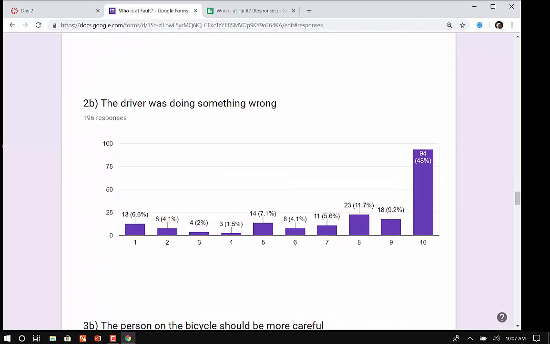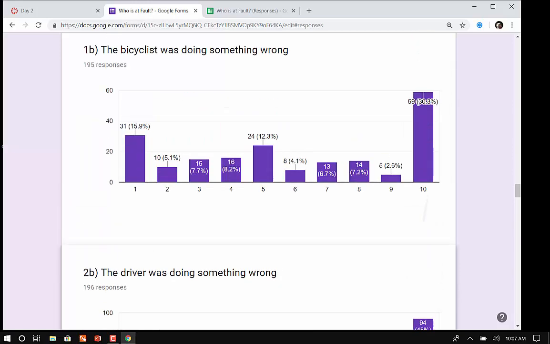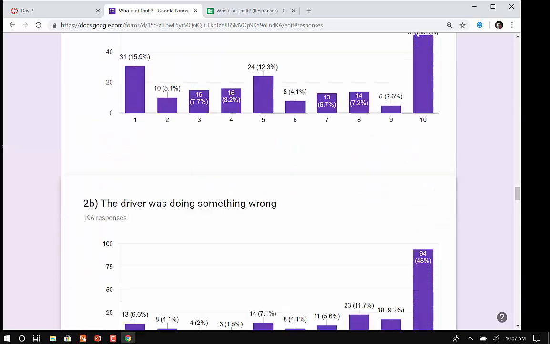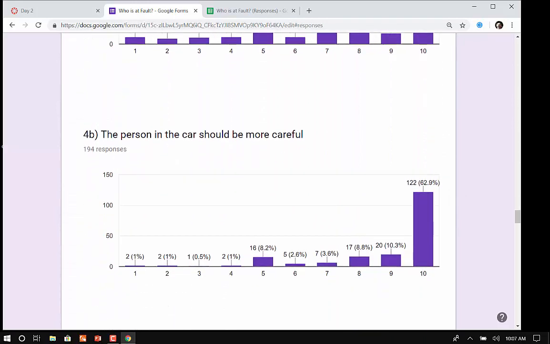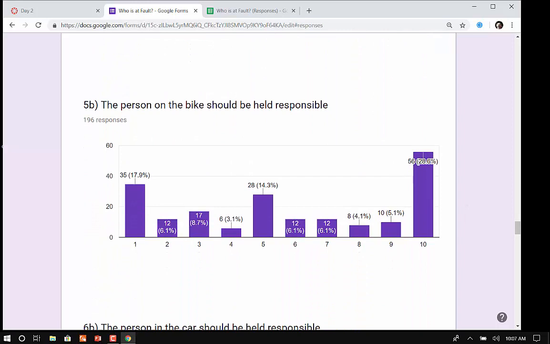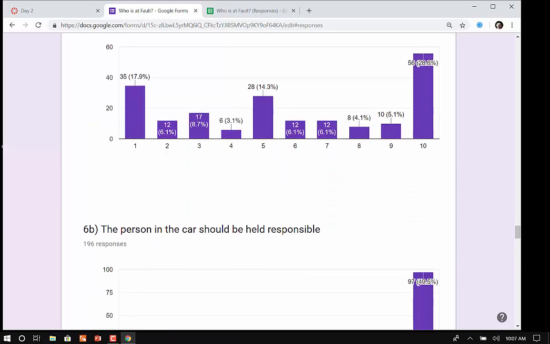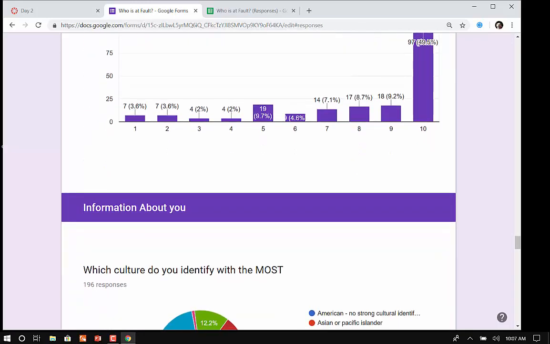And then we look at the driver: do people agree the driver was doing something wrong? Yeah. But the cyclist was also doing something wrong. Who should be more careful? Bicyclist? Both. The person on the bike should be held responsible. It looks like the prime. Car should be held responsible. Looks like the first one. But most people said yes, the bicycle.